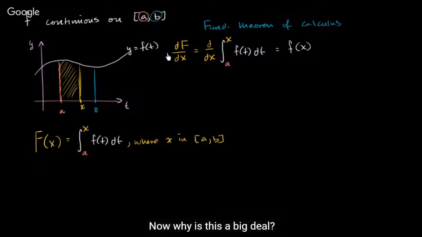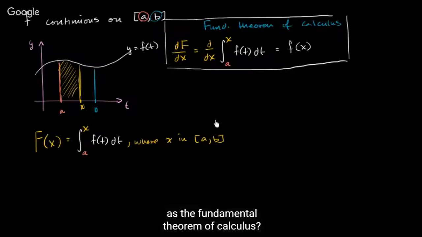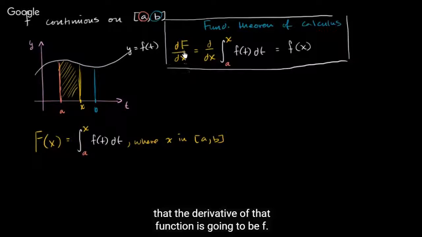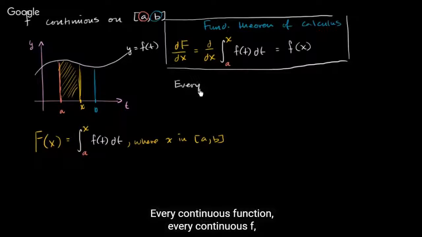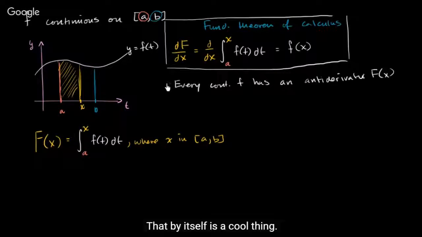Now, why is this a big deal? Why does it get such an important title as the fundamental theorem of calculus? Well, it tells us that for any continuous function f, if I define a function that is the area under the curve between a and x right over here, that the derivative of that function is going to be f. So let me make it clear. Every continuous f has an antiderivative, capital F of x. That by itself is a cool thing.